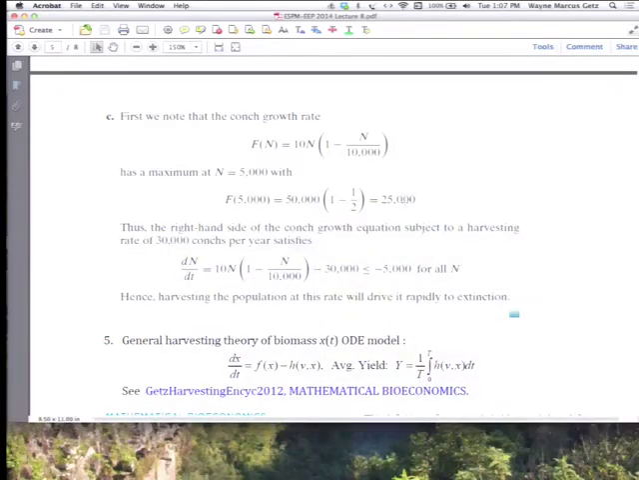In this particular problem, if I draw the curve, f of n versus n, and over here is k, which is 10,000, and I draw this function, and this is 5,000. If I put n equal to 5,000, then I've got 5,000 times 10, which is 50,000, into 1 minus 5,000 over 10,000, which is a half, I get 25,000. So it means that the height of this over here is 25,000.